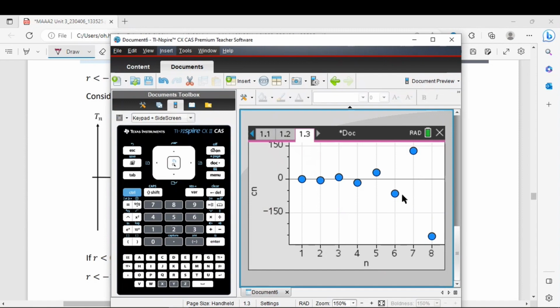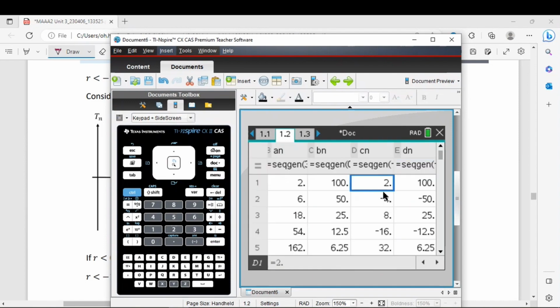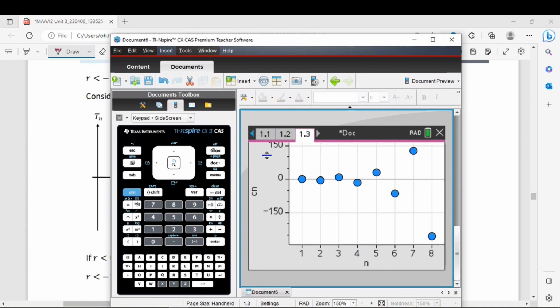Why is it positive, negative, positive, negative? Because your ratio is a negative number. When you start with a positive number and multiply by a negative number, you get negative. Then negative multiplied by negative, you get positive again. Then positive multiplied by negative, you get negative again. So our graph will look like this.